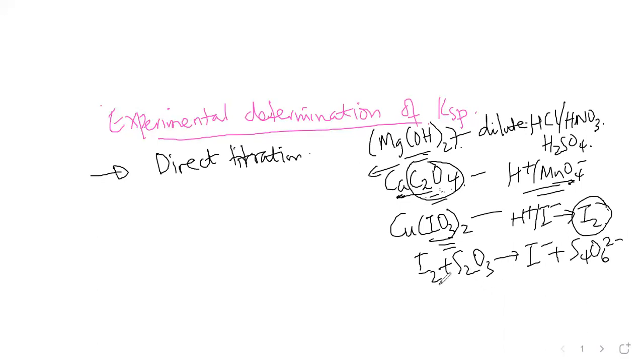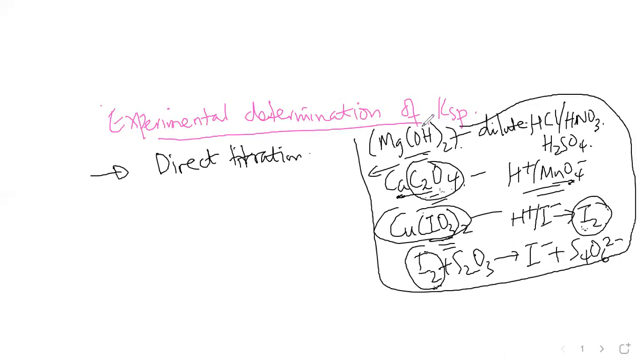So this is like a back titration. You work backwards. You get the concentration of iodine, relate the concentration of iodine with iodate ions, such that you can get the solubility of copper(II) iodate, hence the solubility product. So basically, these are the kinds of salts whose solubility product constants can be determined by direct titration.